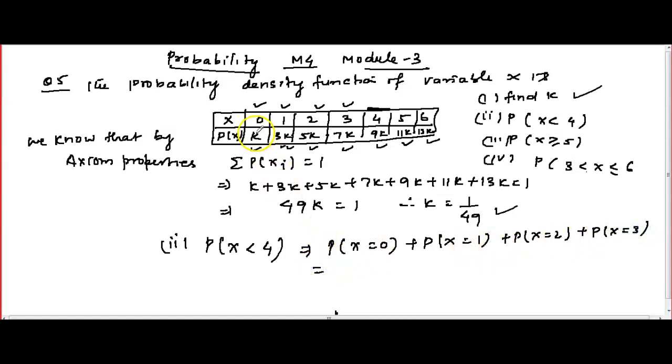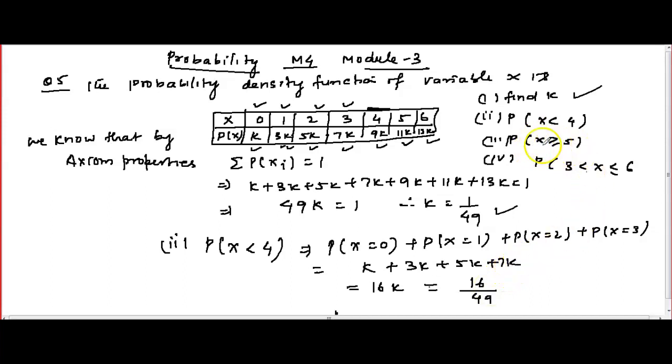X is equal to 0, how much did you get? K. This is 3k, this is 5k, and this is 7k. So you can write 7 plus 3 is 10, 10 plus 5 is 15, plus 1 is 16k. You can write 16 by 49, substituting the k value as 1 by 49.